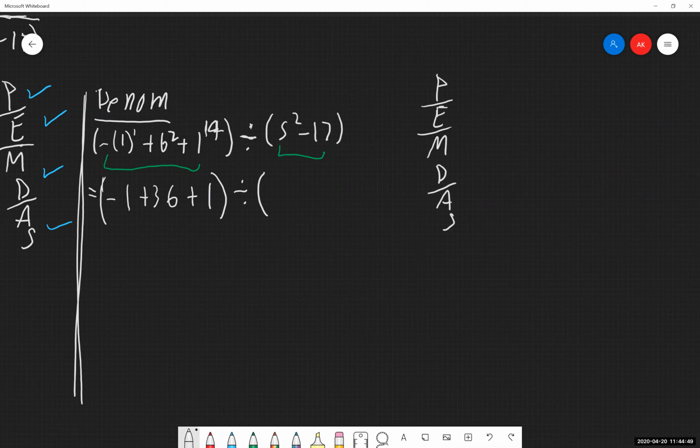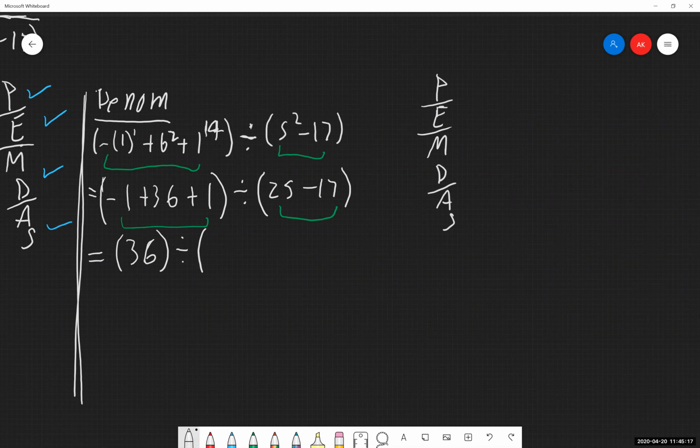Looking at our other set of parentheses, I have 5 squared. It's going to give me 25 minus 17. I'm still working inside the parentheses. I can still do stuff inside there. In our first set, I have negative 1 plus 36. That's going to give me 35. Plus 1, that's going to give me 36 again. So I'm going right back to what I started with.